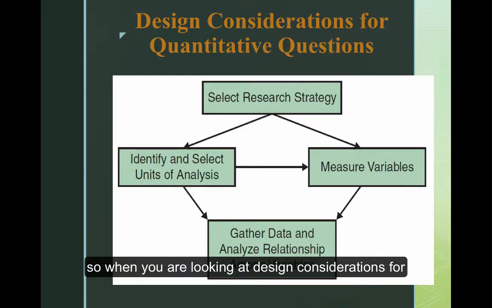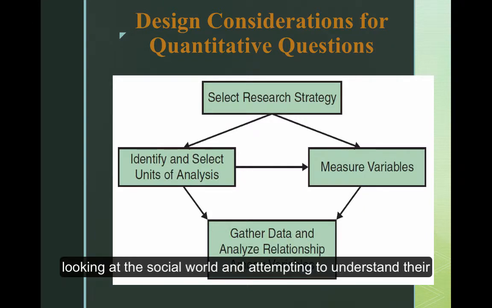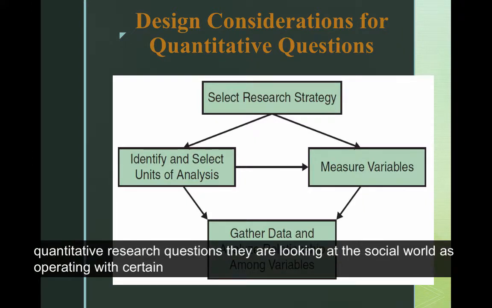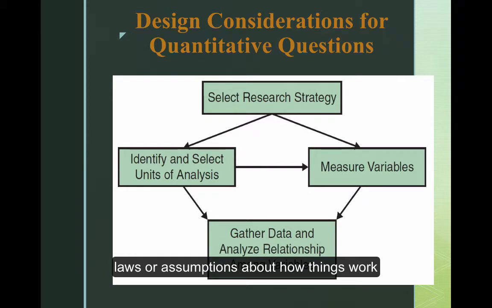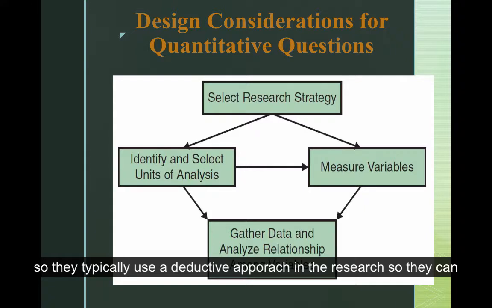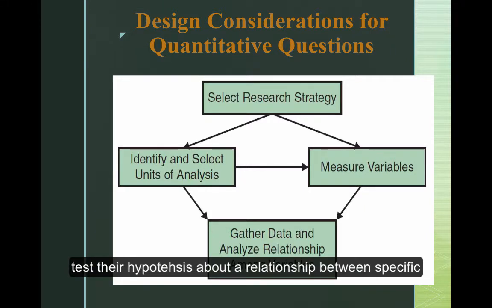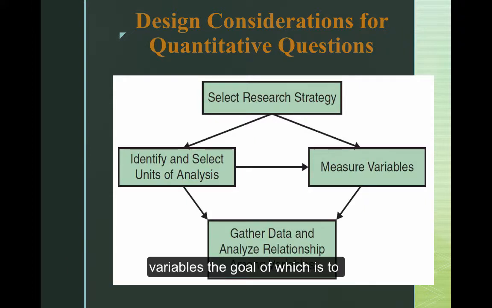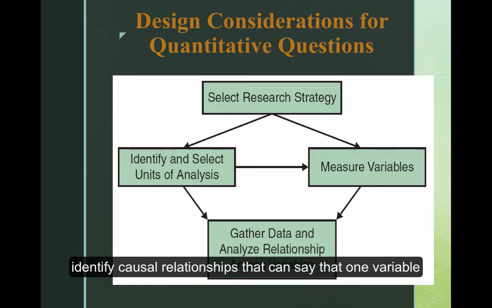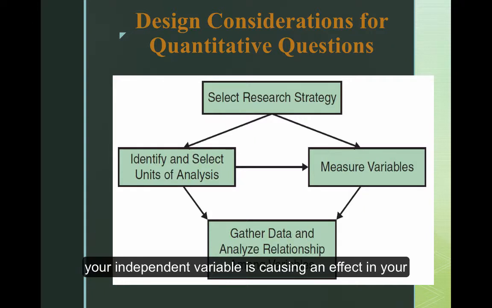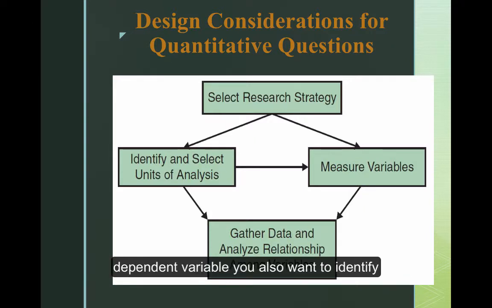So when you're looking at design considerations for quantitative questions, social scientists are usually looking at the social world and attempting to understand their quantitative research questions. They're looking at the social world as operating with certain laws or assumptions about how things work. So they typically use a deductive approach in their research so they can test their hypothesis about a relationship between specific variables. The goal of which is to identify causal relationships that can say that one variable, your independent variable, is causing an effect in your dependent variable.